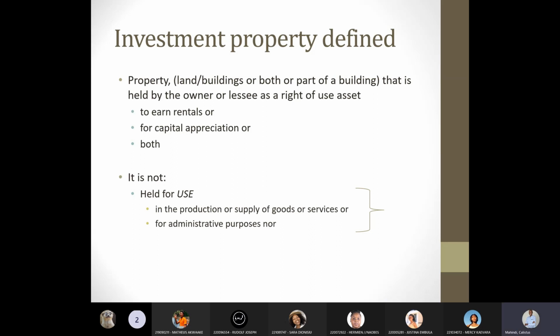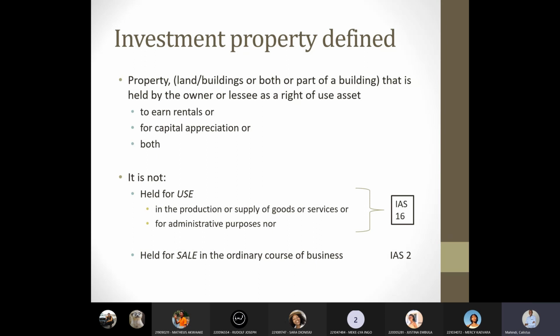It is not property that is held for use in the production or supply of goods or services or for administrative purposes. Those are dealt with under IAS 16. So it's not a manufacturing building, for instance, and it's not used for administrative purposes. If it's any of those, that is dealt with under IAS 16 property, plant and equipment.